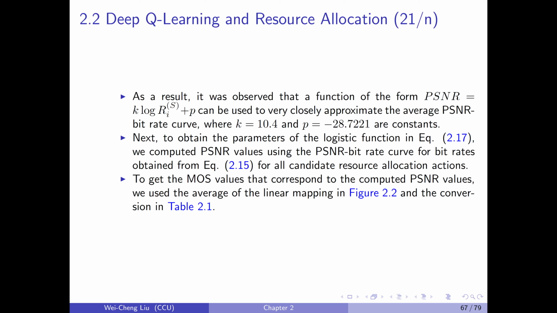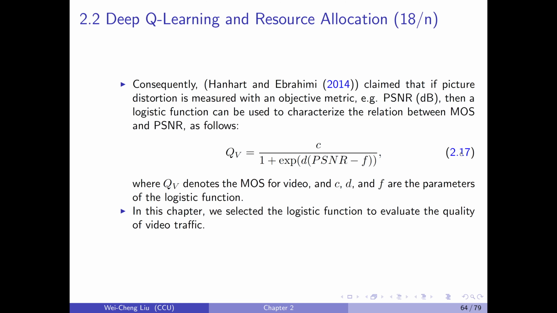Next, to obtain the parameters of the logistic function in equation 2.17. Okay, let us see equation 2.17. We can see that in equation 2.17, Q_V, where Q_V denotes the MOS for video, is equal to C over 1 plus exponential of D times PSNR minus F. C, D, and F are the parameters of the logistic function.